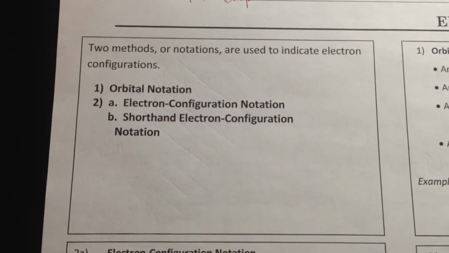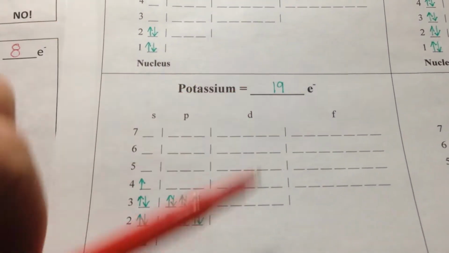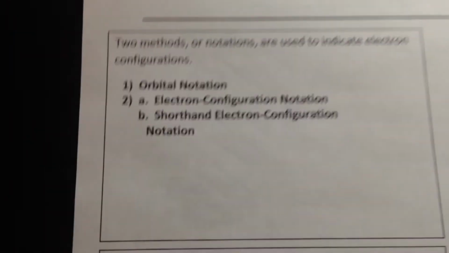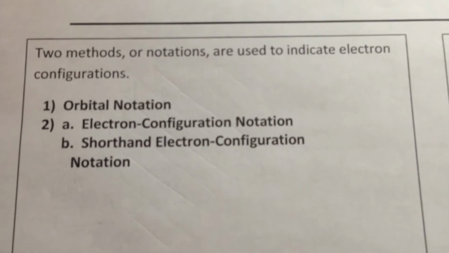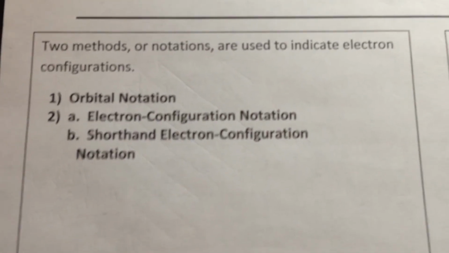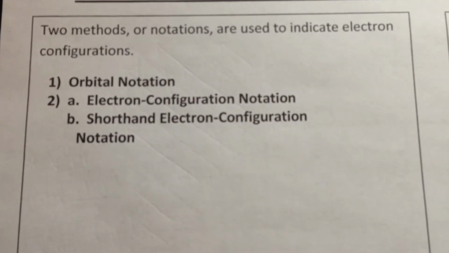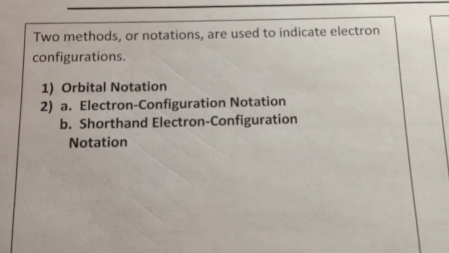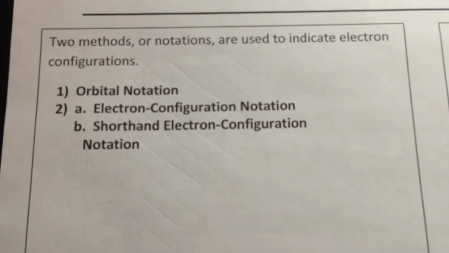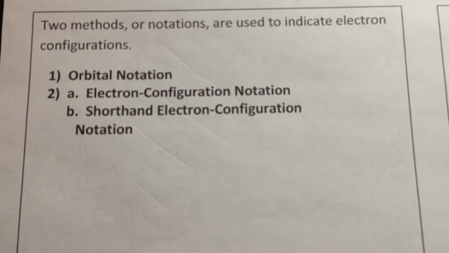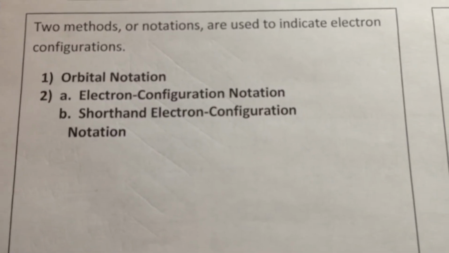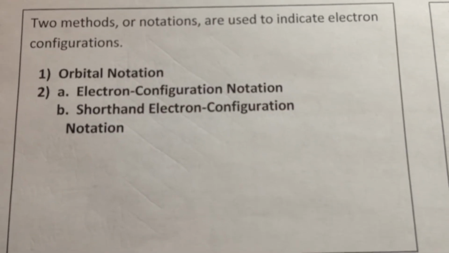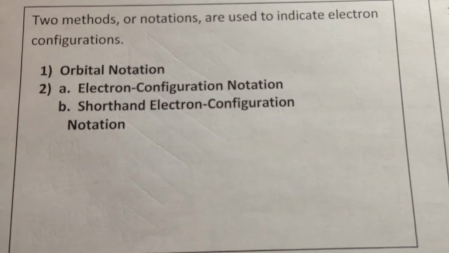We've been working on the first one, orbital notation, which, if you remember, looks like this over here. Now, this type of notation for electron configuration is very tedious, and it takes up a lot of space, and it's a lot of time drawing in all those arrows, so we know that there just has to be a better way to do this. Good news is there is, and it's called electron configuration notation. As you can see here, that's listed as 2A, and that's what we're going to focus on in this video. For 2B, the shorthand electron configuration notation is something that we'll learn next week.